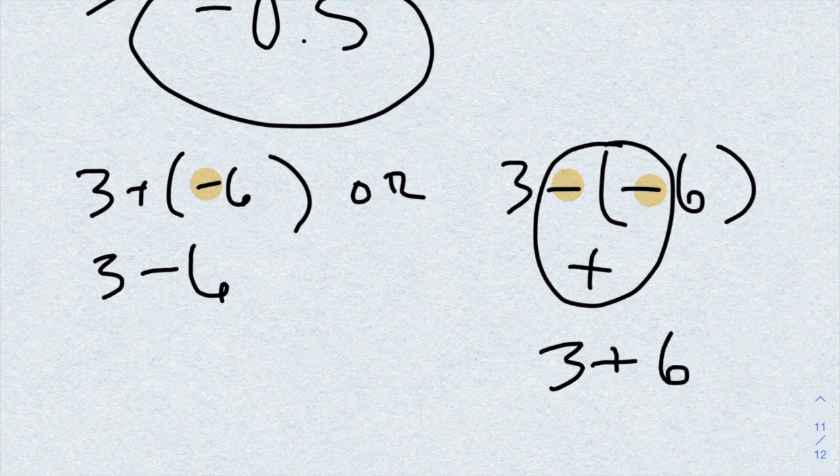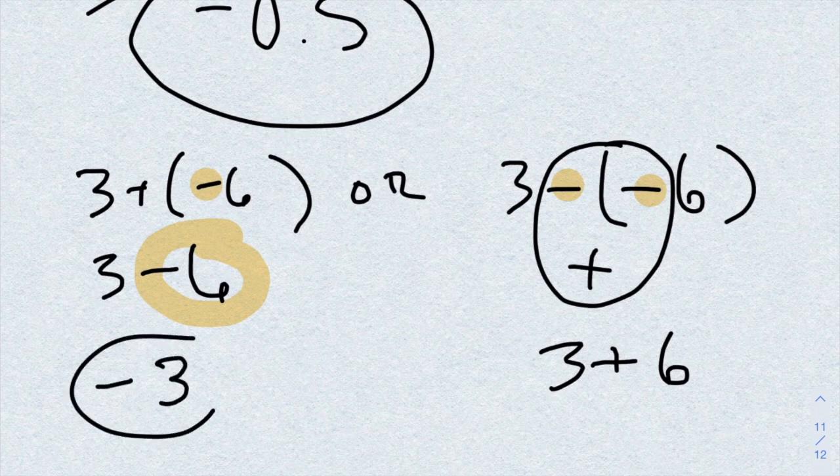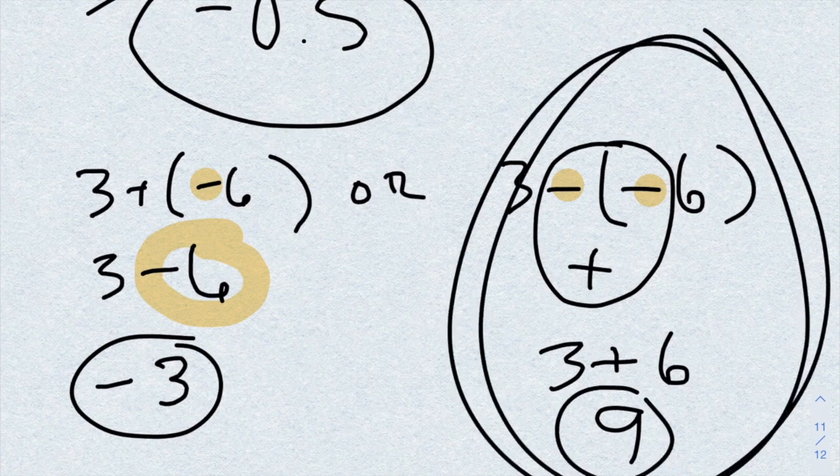3 minus 6, this number is bigger, so I know it's going to end up as a negative. So that's going to be negative 3. 3 plus 6 is 9. This is the better choice. Okay, and that's because I have my two negatives here.